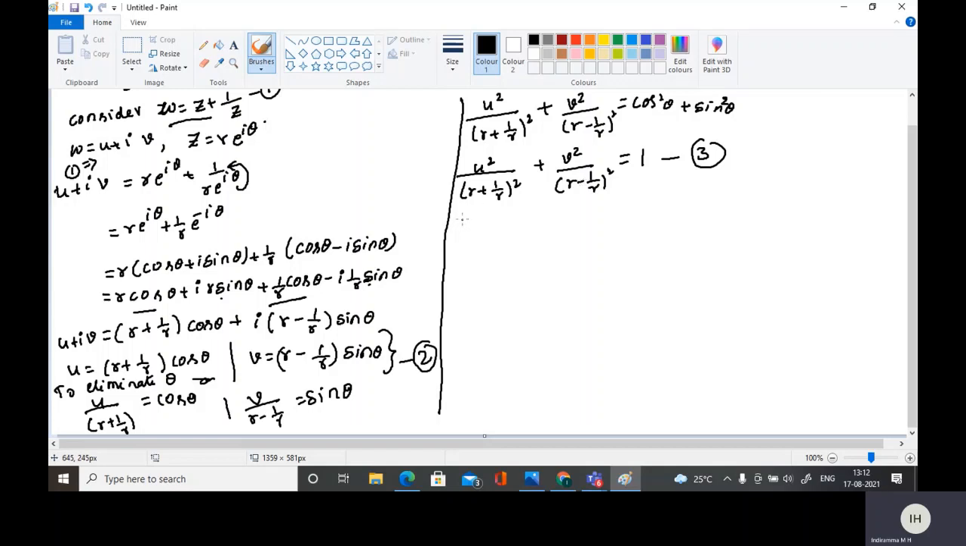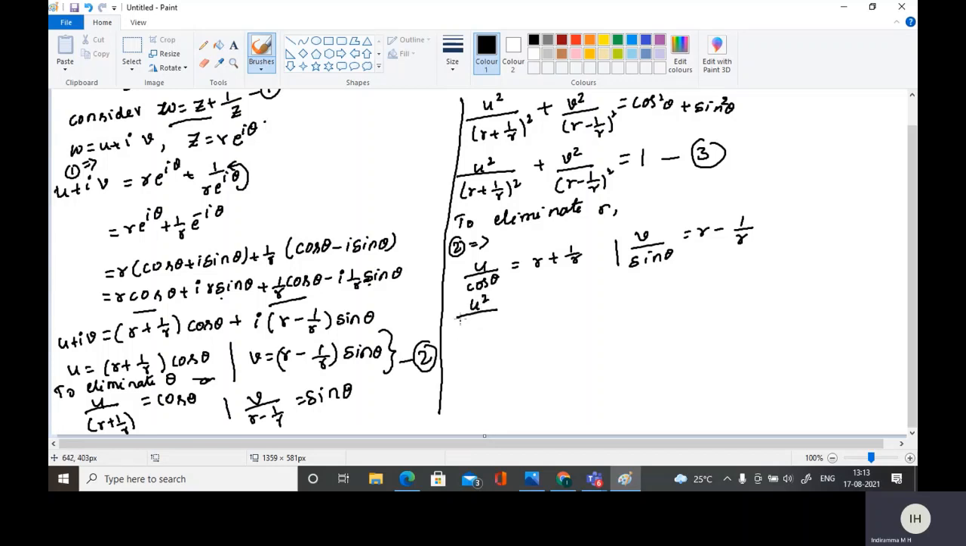So next, form the equation by eliminating r. To eliminate r, I will consider equation 2 in the form u by cos theta is equal to r plus 1 by r, and v by sin theta is equal to r minus 1 by r. Next what I will do, I will square both the equations and I will subtract.